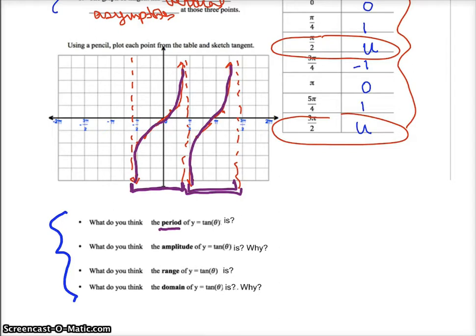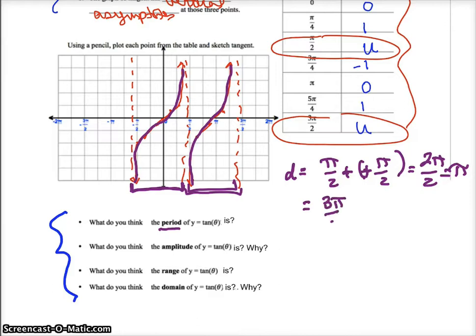So now we need to figure out how far apart those asymptotes are. Remember, you can find the distance between two numbers by subtracting those numbers. So I'll take pi over 2 and subtract negative pi over 2. And when I add, I get 2 pi over 2, which is a distance of pi. I'm just going to double check that by also subtracting 3 pi over 2 and pi over 2. So I'm subtracting consecutive asymptotes, and I do see that my asymptotes for tangent are pi radians apart.